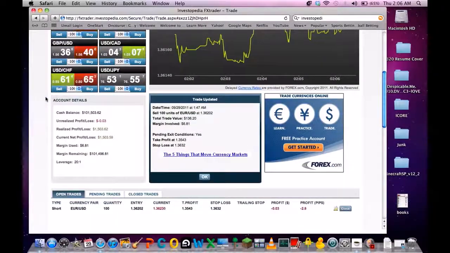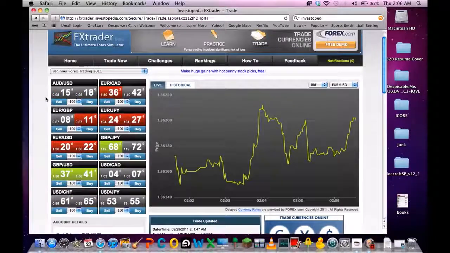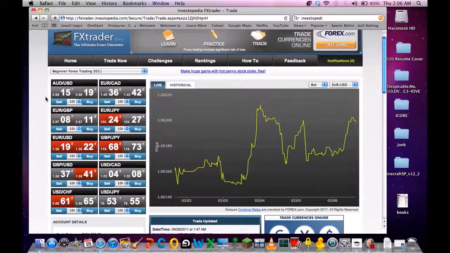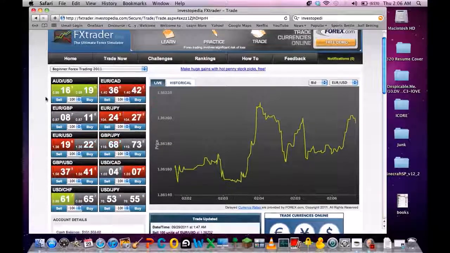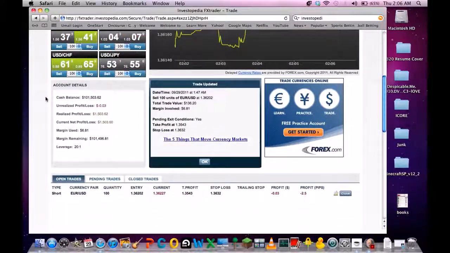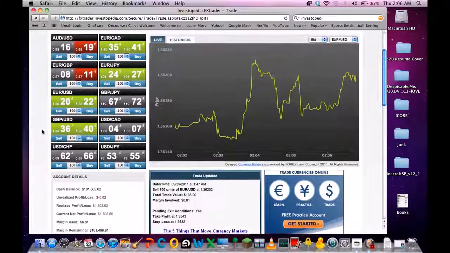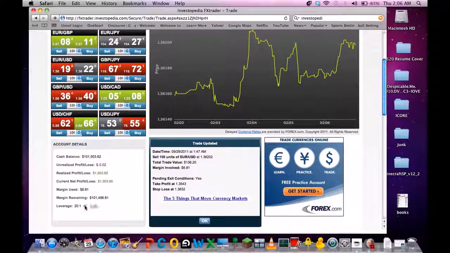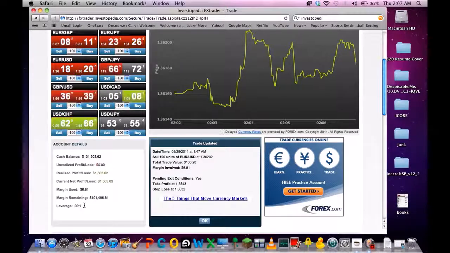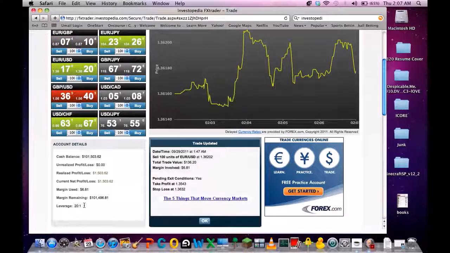I also would advise you to keep your leverage low if you ever really do start trading real money in the Forex. What that means for you people that don't have a business background is leverage is basically the amount of money you can borrow based on the money you have. So here it looks like my leverage is 20 to 1. So for every dollar I put in, obviously this is fake, but if it was real, for every $1 I put in, I could borrow up to $20 to trade with that.